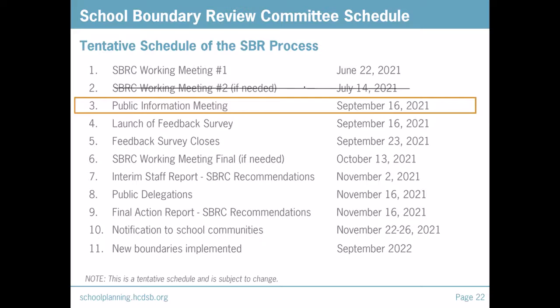The notifications to school communities will be November 22nd to the 26th. And the new boundaries will be implemented, as mentioned, in September of 2022. And again, please note this is a tentative schedule and subject to change.